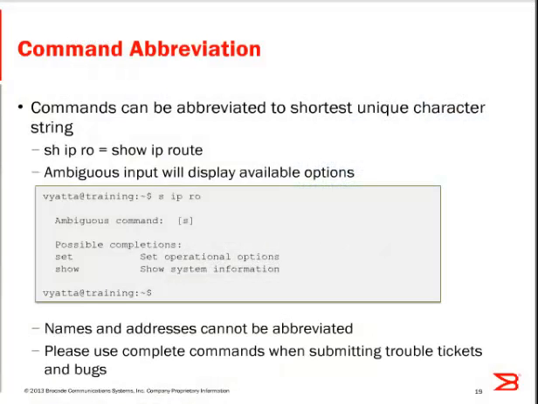Finally, the vRouter support team asks that you use unabbreviated commands when you submit trouble tickets or bug reports. Abbreviated commands make for easier usability of the vRouter, but are much harder to use when building a searchable database of bugs and trouble tickets.